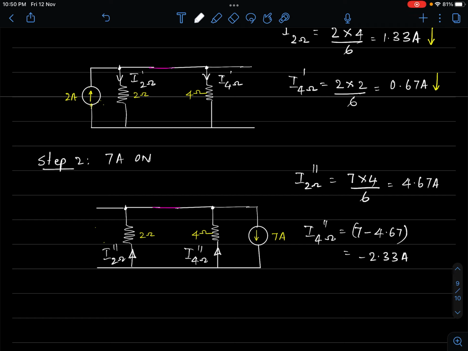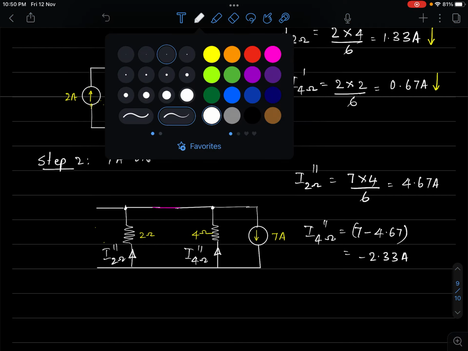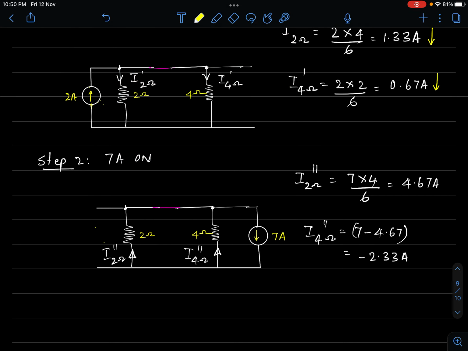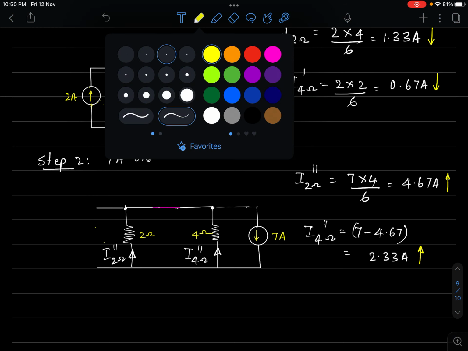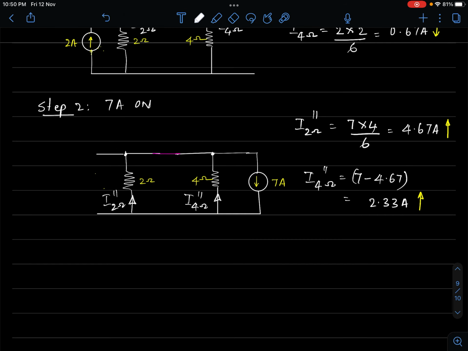This will come out to be minus 2.33 amperes. What is the direction of flow of current? We'll try to use the same yellow color. Here now the current is upward current. This is also an upward current. Alright, so we are able to find out the current contribution in these two resistors due to the 7 ampere current source. So we have one more source to deal with.